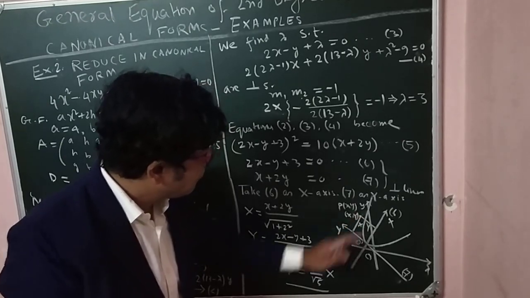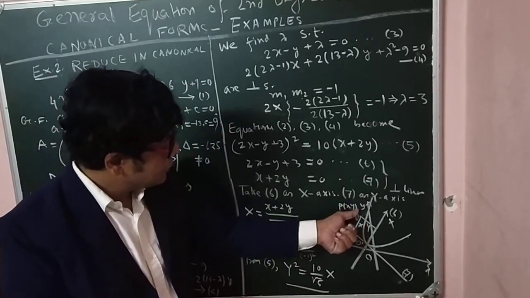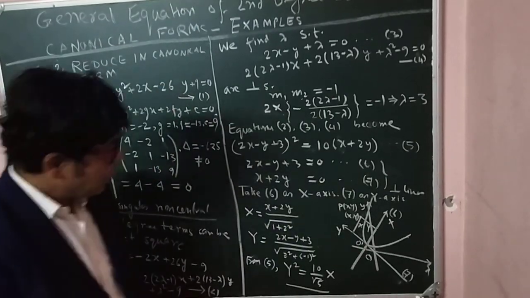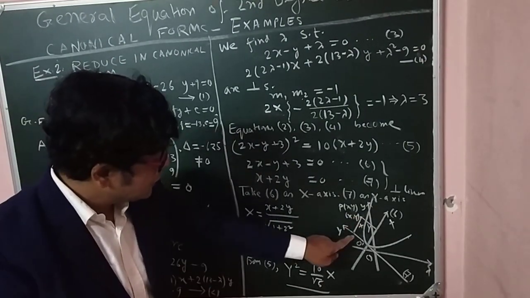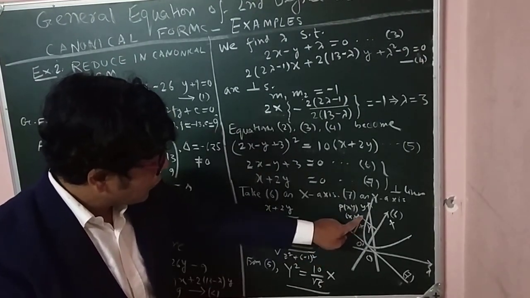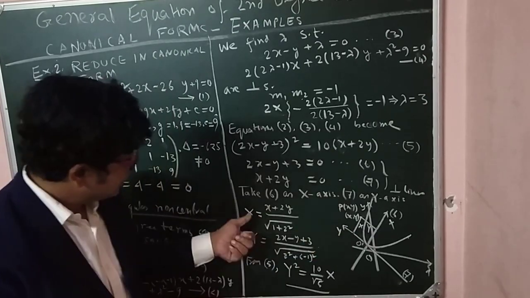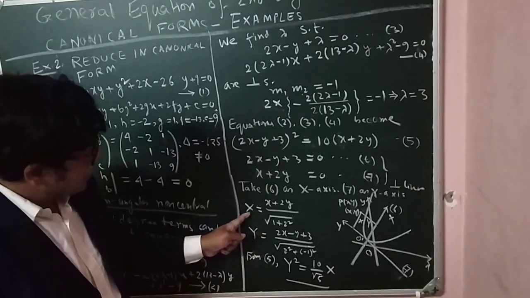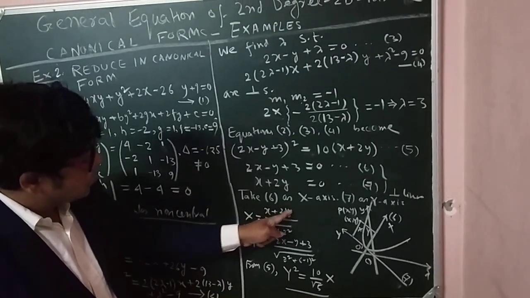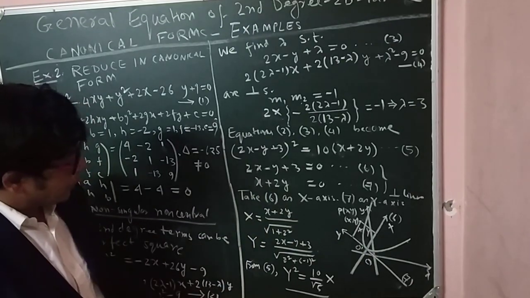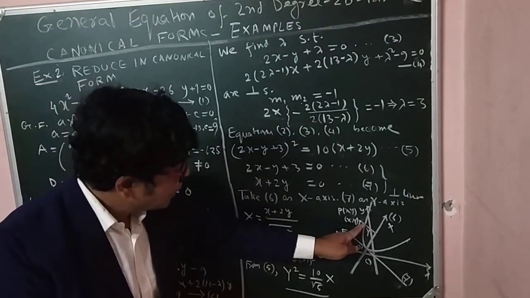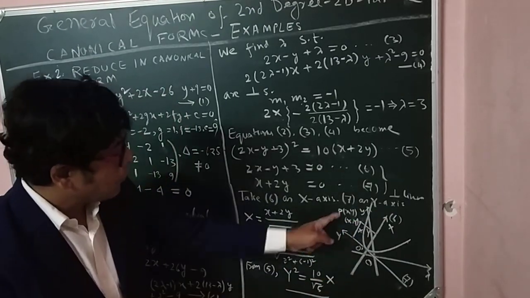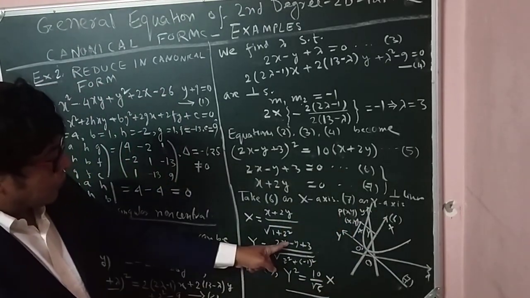Now for a particular point P, whose old coordinates are (x, y), the new coordinates for the same point are capital X, capital Y. Now what is capital X? Capital X is the perpendicular distance of the point P from line 7. Line 7 has the equation x + 2y = 0, so by the distance formula capital X is (x + 2y)/√(1 + 2²). Similarly, capital Y is the perpendicular distance of the point P from line 6.